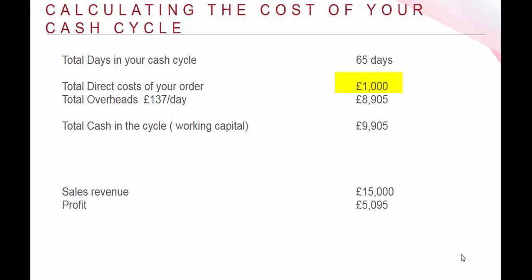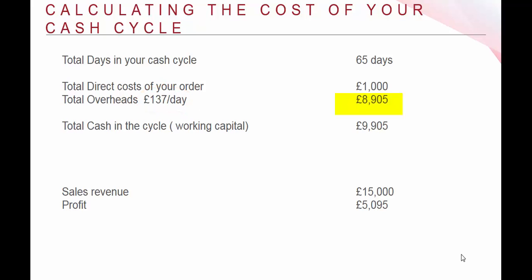And then we add on costs based on a daily rate of your overheads. So in this example, I've assumed that the annual overheads of this company are £50,000. I've divided that by 365 and that gives me overheads of £137 a day. £137 a day multiplied by 65 days gives us a total overhead cost of £8,905.